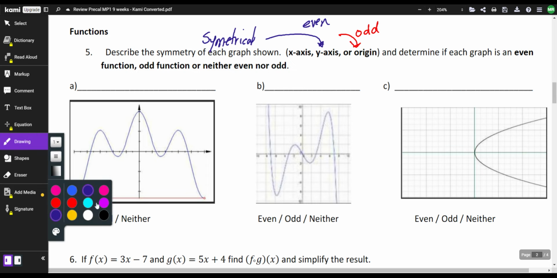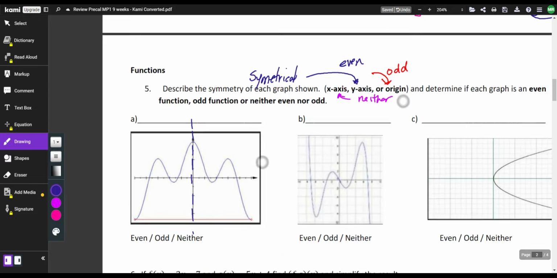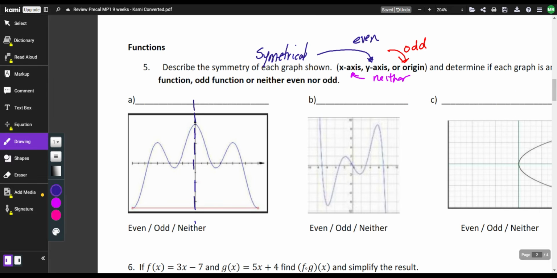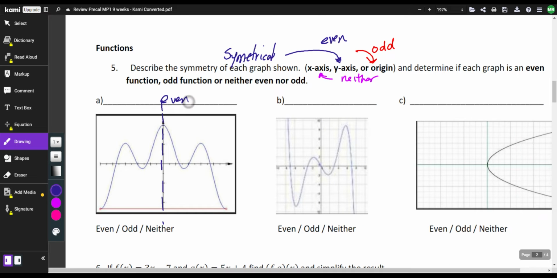Let me try a different color. Okay, so symmetrical about the y-axis means if you draw an imaginary line down the y, does the left side look like the right side? And in example A, it does. So that's clearly symmetrical about the y-axis, so it's an even function.